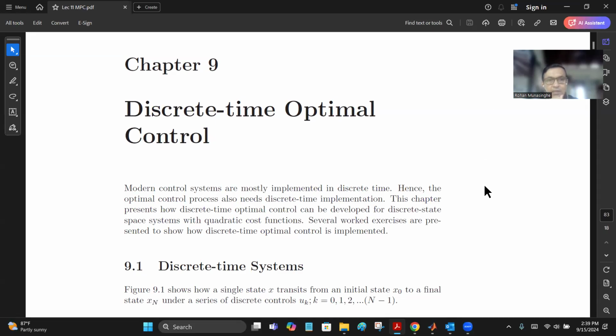So let's first look at discrete time optimal controls. This is chapter 9 of the book. The book is in production now. In about a month or two, it will be available. Until such time, you can use these chapters.